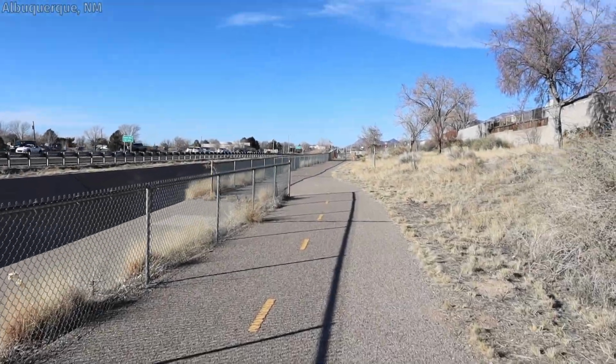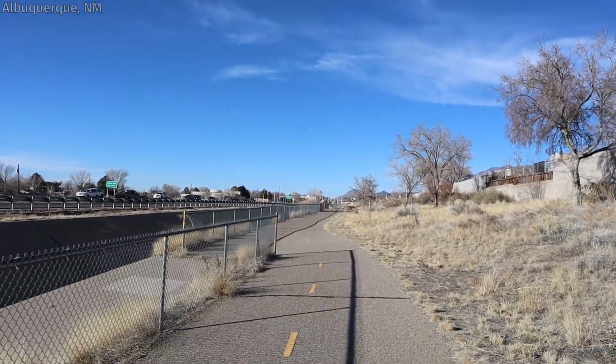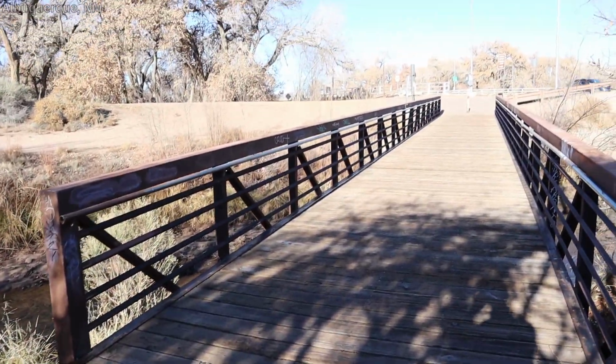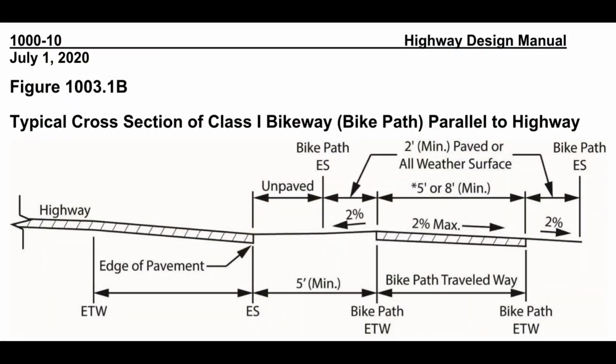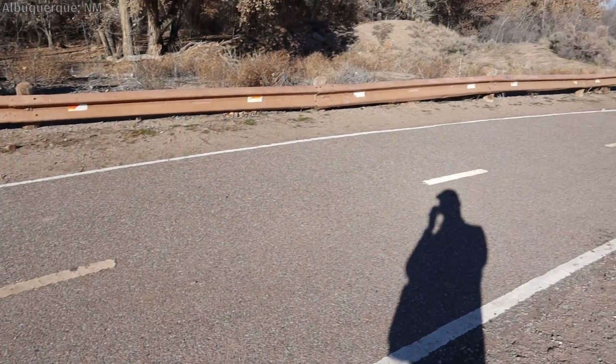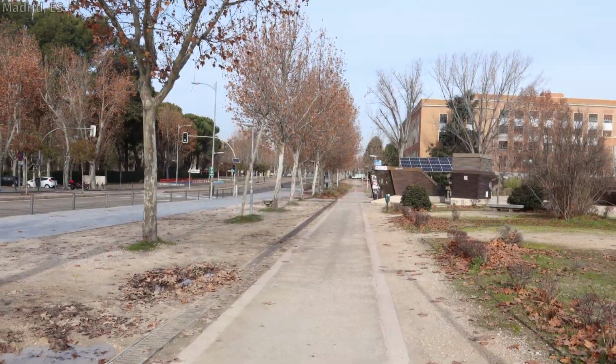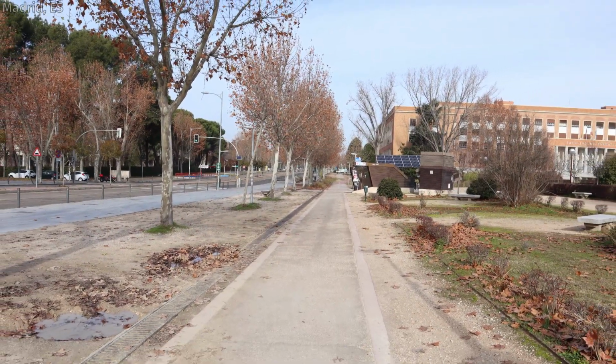The first example we have is Class 1, also known as the bike path. Bike paths are advantageous in that they offer the most safety to bicyclists. The defining feature of bike paths is that they're completely separated from automobile traffic. The disadvantage is that Class 1 bikeways, also known as bike paths, require the most space out of any of the 4 types of bikeways.